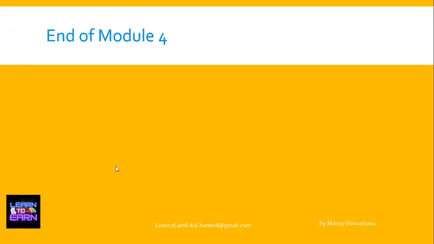So we come to the end of module 4. Here we have learned what a loop is, what the elements in a loop are, and the types of loops in JavaScript.